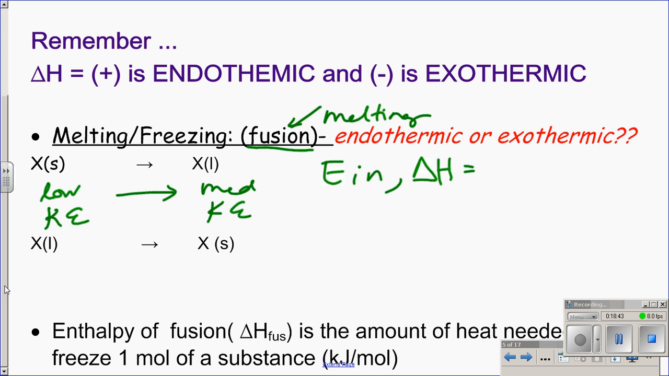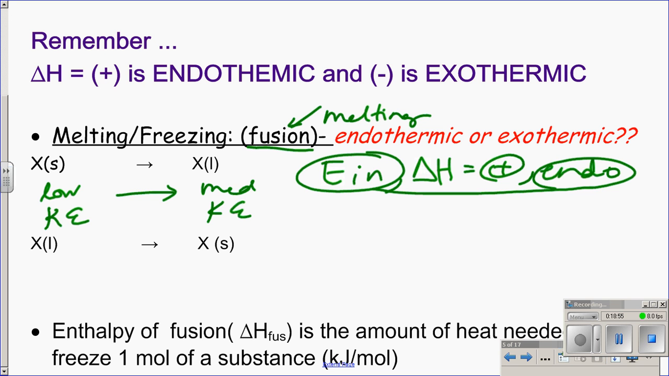If energy goes in, I'm adding it, right? Adding the energy is a positive. That's endothermic, right? So if you just told me that going from low to high kinetic energy, energy went in, well, that's endothermic. So I think you could get there. But don't forget, endothermic is a positive delta H. So this physical process is an endothermic process.